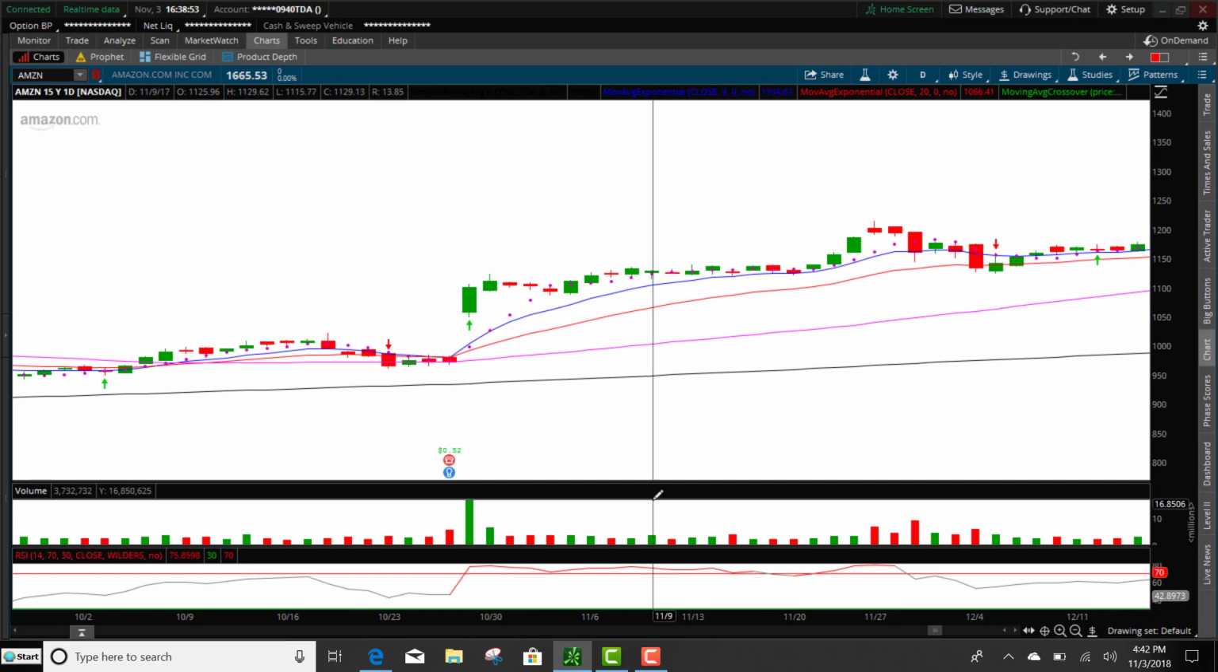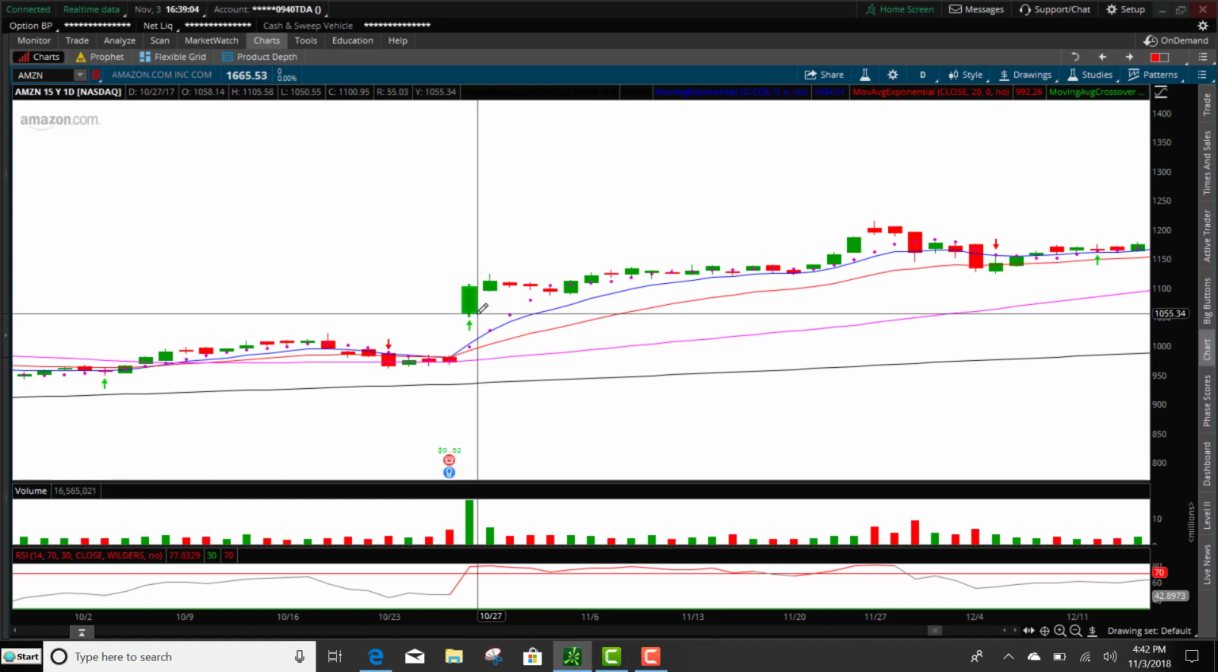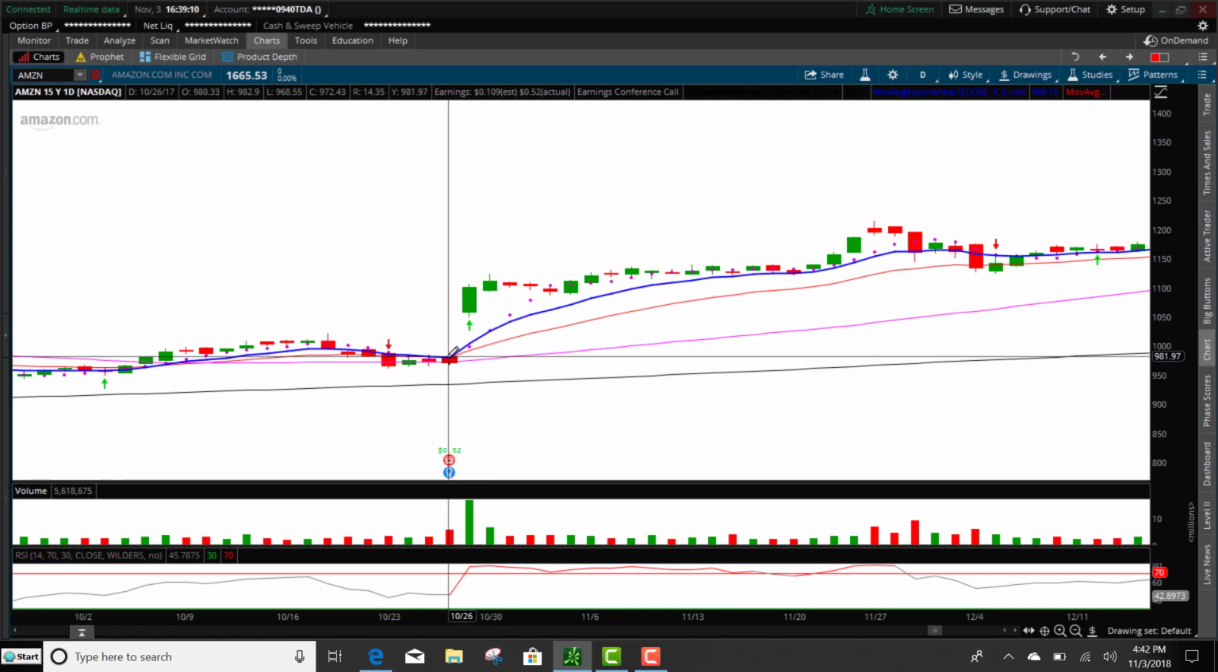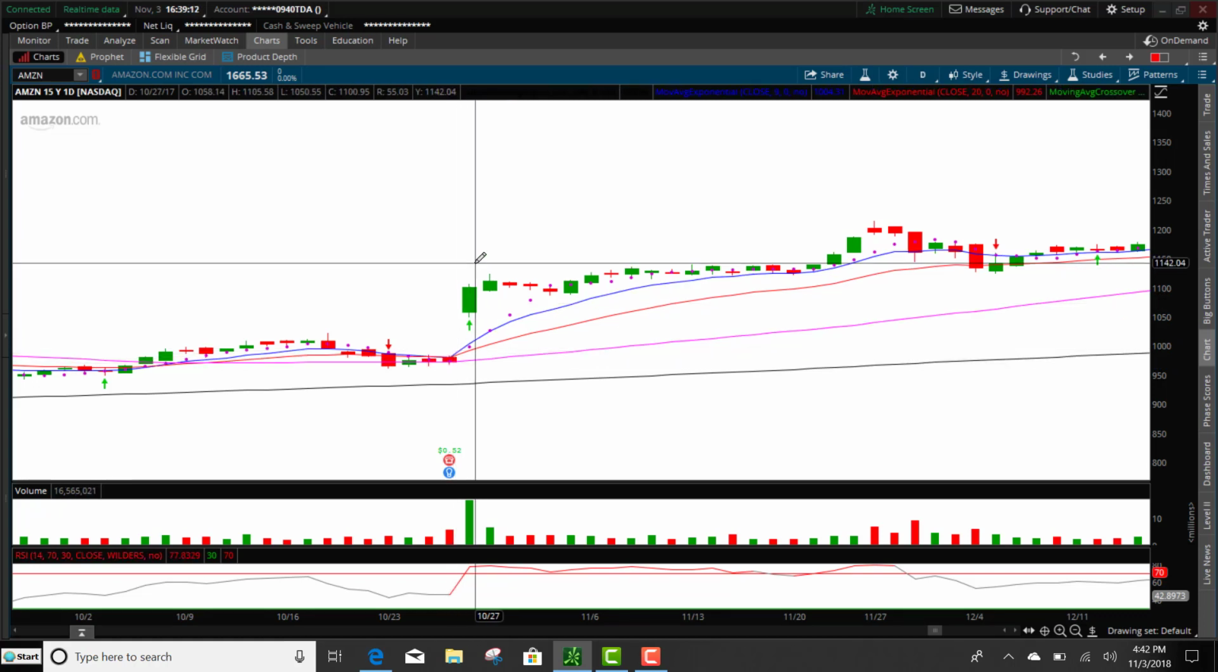Whoa. So you can see that they had their earnings and they closed, actually with this little red candlestick, at 971.30. When it opened the next day, it opened at 1,055.34. So if you were in this trade at earnings, when it gapped up, you could have made a lot of money. And the opposite can also be true.